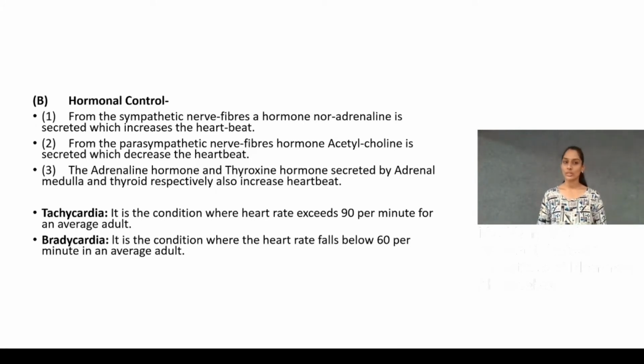Next, hormonal control. From the sympathetic nerve fibers, a hormone, noradrenaline, is secreted, which increases the heartbeat. From parasympathetic nerve fibers, the hormone acetylcholine is secreted, which decreases the heartbeat. The adrenaline hormone and thyroxine hormone are secreted by the adrenal medulla and thyroid respectively, which also increase heartbeat. Tachycardia is a condition where heart rate increases, exceeding 90 per minute. And bradycardia is a condition where heartbeat decreases, falling to about 60 per minute.